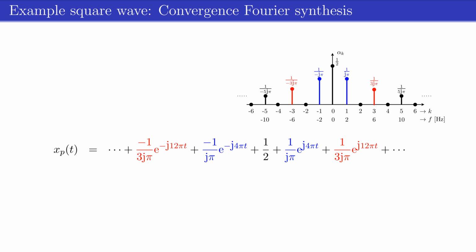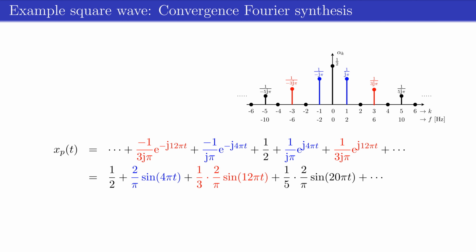Then, by combining the phasor components with the same but opposite frequency together and using Euler, we can write the ideal square wave as an infinite sum of weighted harmonically related sinusoidals. In practice, we always will break down the infinite summation, say at capital N terms.